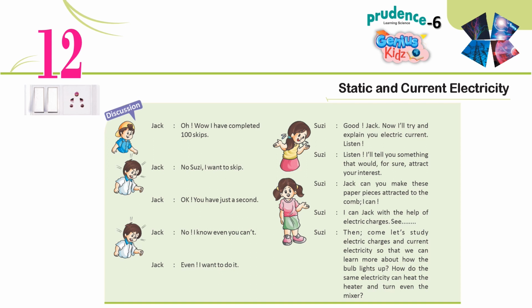Susie: Jack, can you make these paper pieces attracted to the comb? I can. Jack: No, I know even you can't. Susie: I can, Jack, with the help of electric charges. See. Jack: Even I want to do it. Susie: Then come, let's study electric charges and current electricity so that we can learn more about how the bulb lights up, and how the same electricity can heat the heater and turn even the mixer.